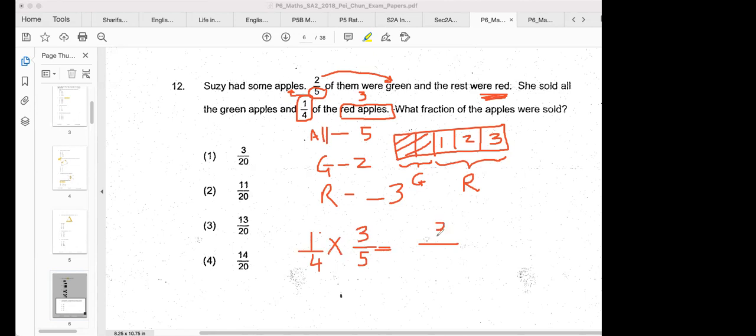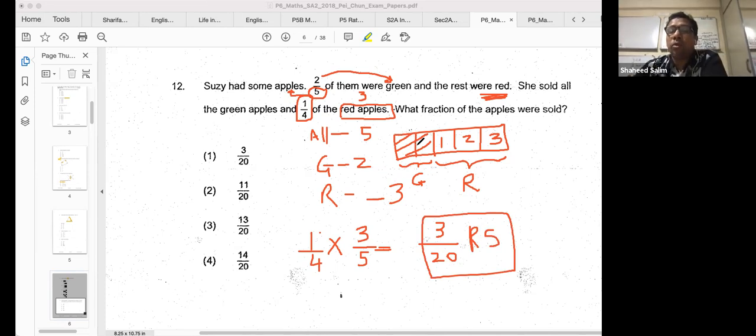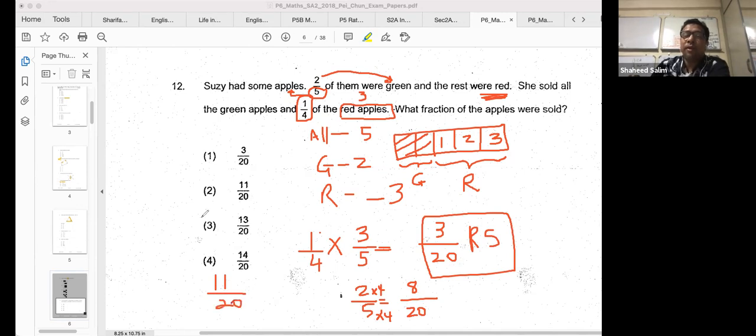When you do this, you get 3 out of 20. So he sold 3 out of 20. This is red apple sold. Now, green apples, they say all are sold. So all is how many? All is 2 out of 5. Can we make it into 20? Yes, we can, times 4. 8 over 20. 8 over 20 plus 3 over 20 is 11 over 20. So what is sold is 11 out of 20.